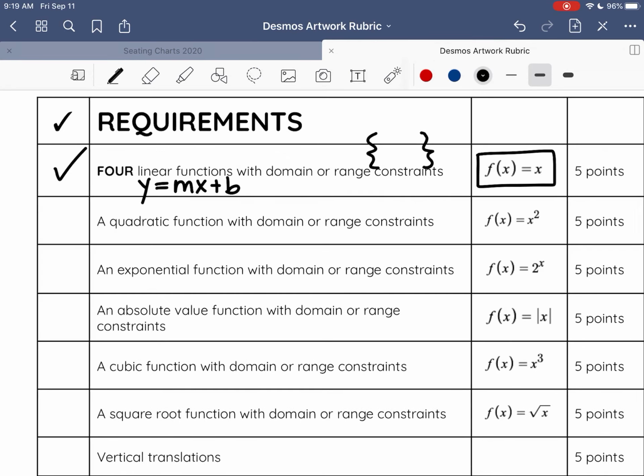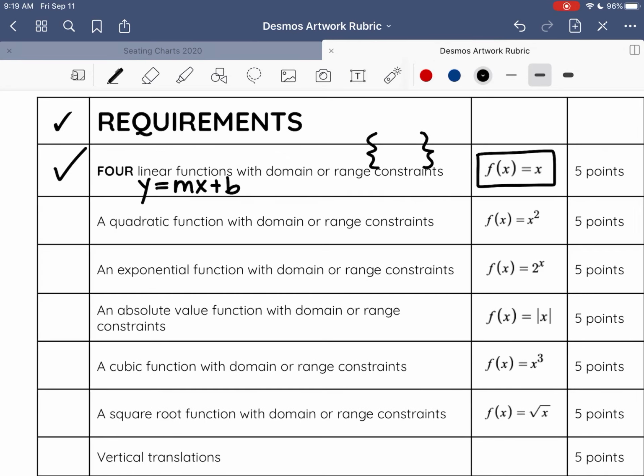Quadratic is f of x equals x squared. So it's that parabola shape. Looks like this, a U. You'll also need an exponential function. That one kind of looks like this kind of curve shape. And that occurs when x is in the exponent.